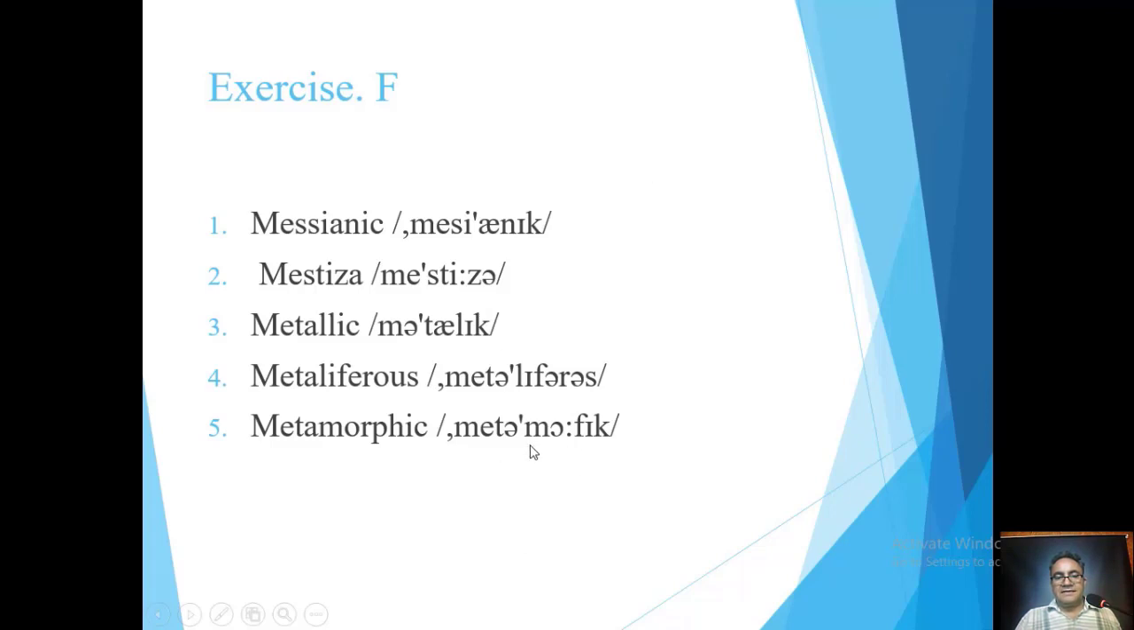Next word, if you read it, is metamorphic. Here we have primary stress, and here we have secondary stress. This part will be spoken less forcefully, and the part which has primary stress will be spoken a little bit more forcefully. Metamorphic. Next word is metamorphose. Here we have primary stress here, and secondary stress is in the beginning, so this part will be given stress. Metamorphose.